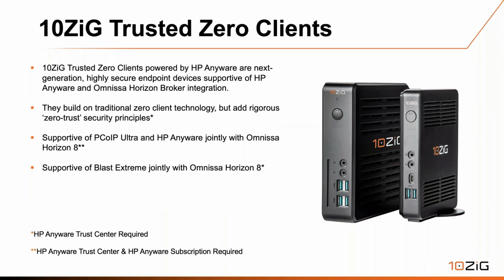So as it states, they are built on traditional zero client technology and add zero trust security principles using the HP Anywhere Trust Center, as we'll see in the next slide. They support PCoIP Ultra and HP Anywhere together with Horizon 8, in order to leverage PCoIP Ultra based workflows, as well as more recently also supporting Horizon 8 through Blast Extreme. So the Trusted Zero clients can be connected together with Omnissa Horizon using either Blast Extreme or PCoIP Ultra together with the HP Anywhere Trust Center.